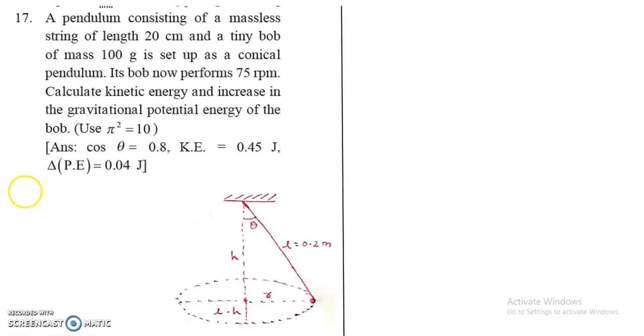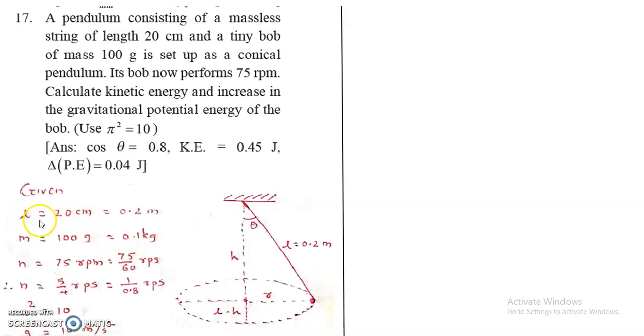Now this is the diagram. This is a conical pendulum. It is revolving like this. When the bob is here, the length is 0.2 meter. The distance from the center of this horizontal circle to the point of suspension we name h. When we freely suspend the string without revolution, the bob comes to a little lower height. So the height from this point to the center is L minus h.